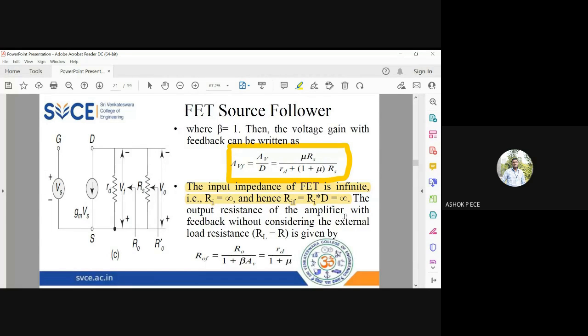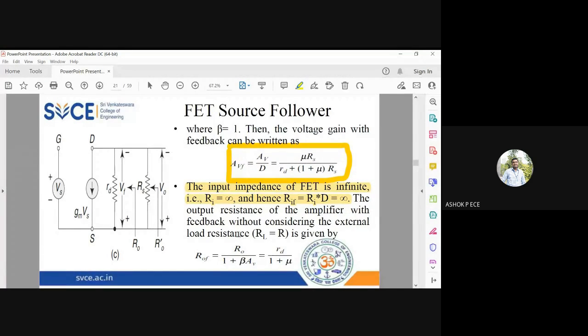So for FET, we always know Ri will be infinity and RIF will be infinity by default. So you need not calculate for any FET based problem. In any FET based problem, your solving becomes very simple because the low frequency circuit is very, very simple for FET. Okay, now output resistance.